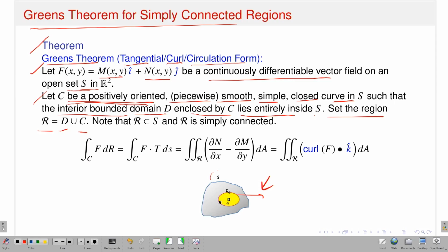Now of course if I take the union of D along with the boundary of D, which is nothing but C, that R is also contained in S. As I just said, if I have a smooth closed curve C in S, then the interior bounded domain enclosed by your curve C is simply connected, and if I take all the interior domain along with all the boundary points, that is also simply connected. So that is why R is also simply connected, that I have already discussed.